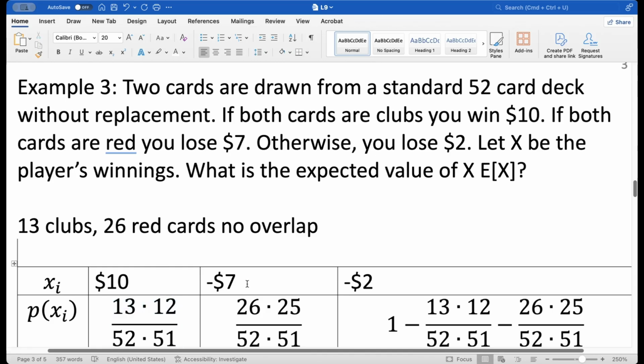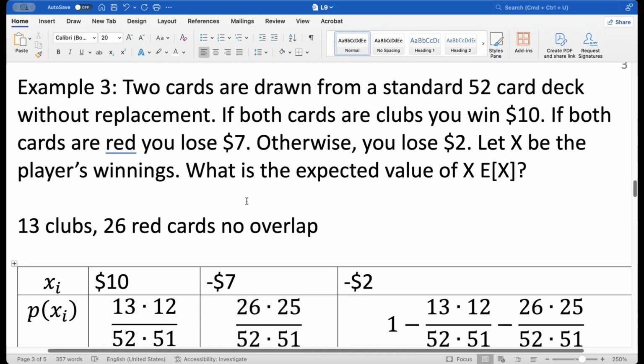What's the probability of losing $7? You have to get both cards red. Half the cards are red, diamond and heart. So it's 26 for the first selection and then 25 for the second, over 52 times 51.